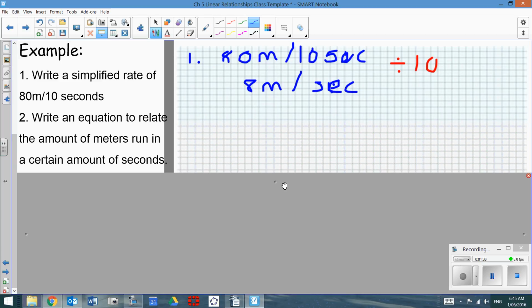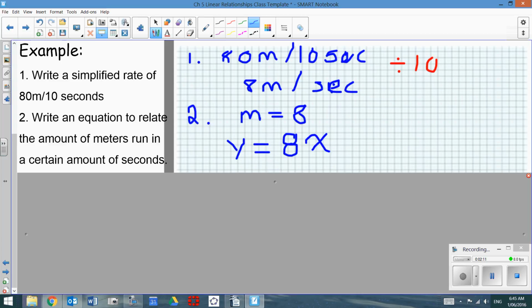The second step is to write an equation that relates the amount of meters that were run in a certain amount of seconds. This rate that we found, 8 meters per second, is going to be our gradient, or our slope, that is m. So our gradient is going to be 8. When we write an equation, we're going to say y equals, and then use our gradient to multiply by our input of x.